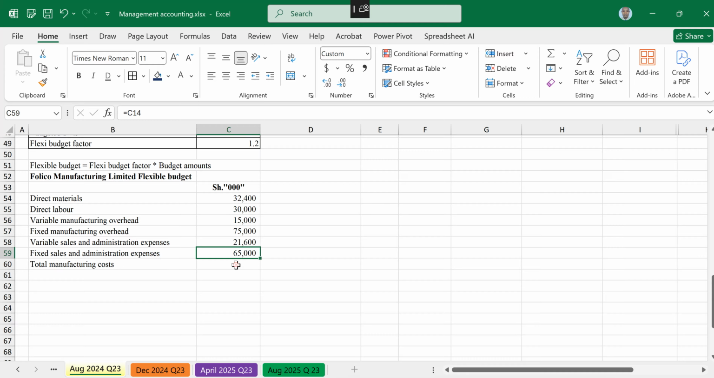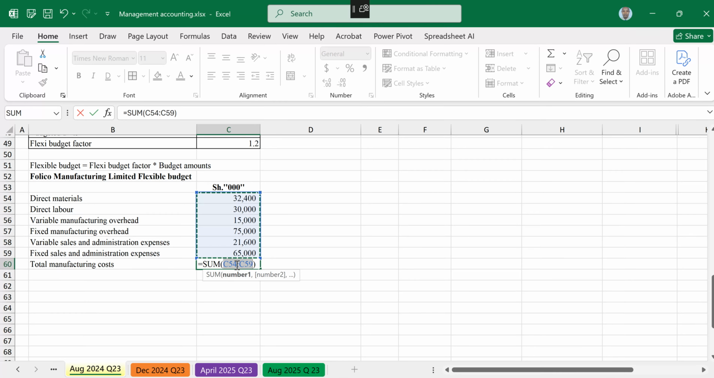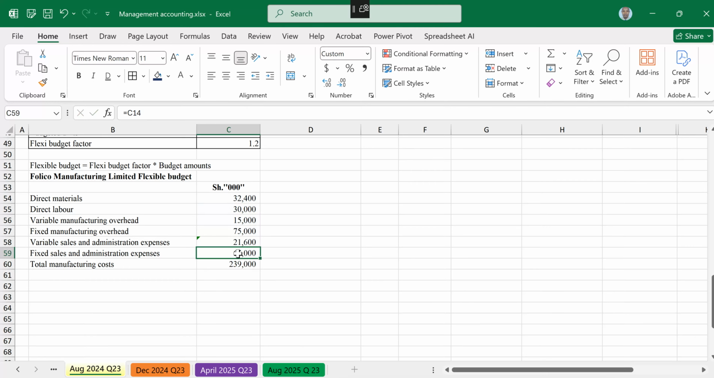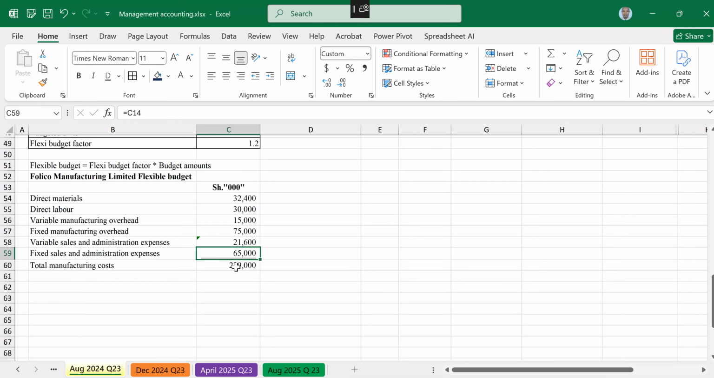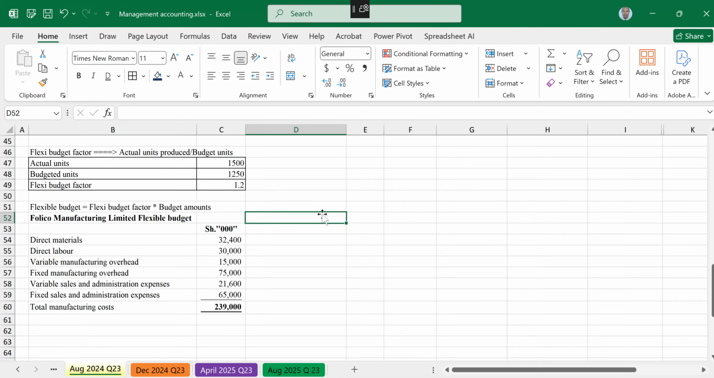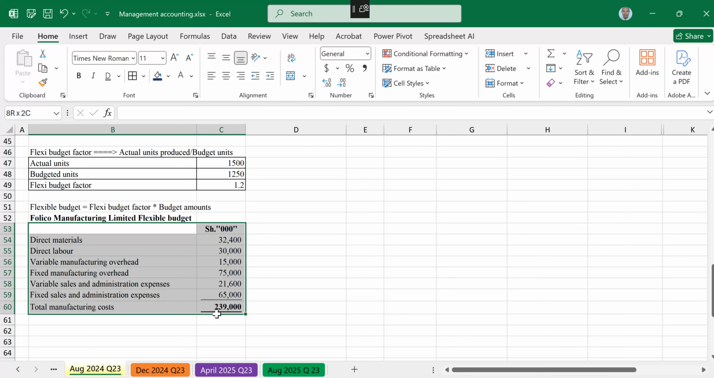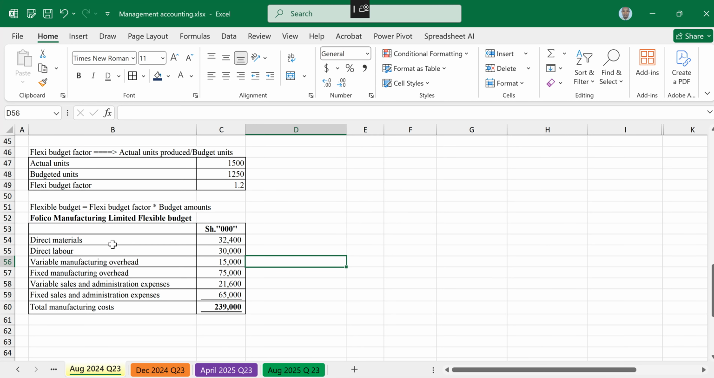Total will be a summation of all. So alt equal, add, and you get your total. You can ask how we got the flexible budget. You multiply all the items, the budgeted amounts, with the flexi budget factor, except the fixed manufacturing overheads and fixed sales and administration expenses, which are used the way they are.